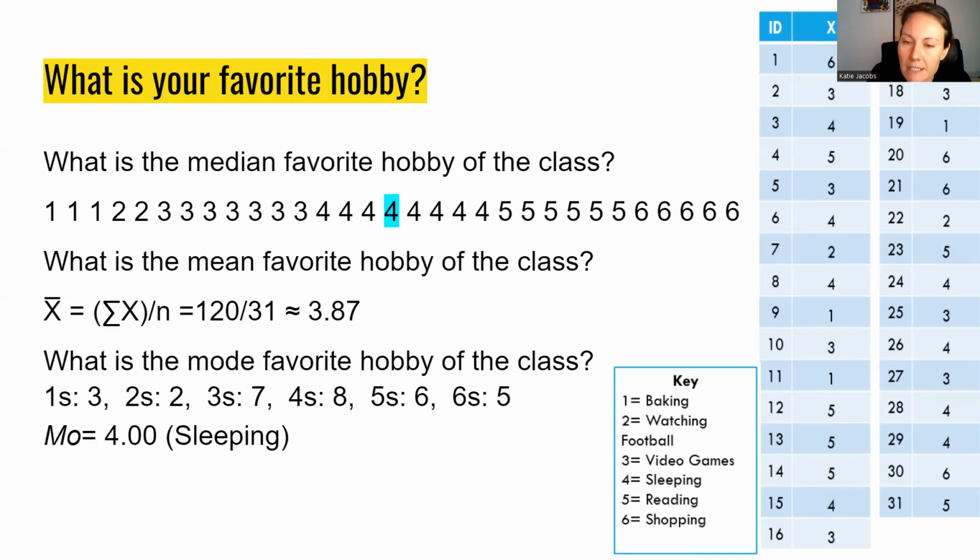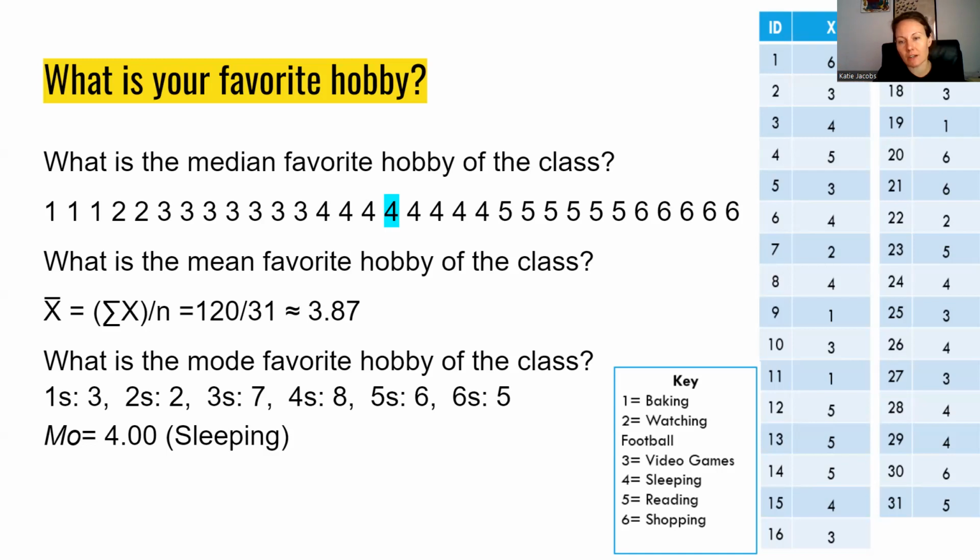So when we look down there at the key that I have, I did not have to make the key in that way. I did not have to have 1 equals baking, 2 equals watching football, and so forth. I could have had 77 equals baking and 922 equals watching football and 37 equals video games. I could have done any numbers. And so when we're looking at some of these measures of central tendency, it doesn't make sense to do some of them because those numbers don't actually represent numbers. They represent some sort of phenomenon or quality. In this case, these numbers equal favorite hobby.